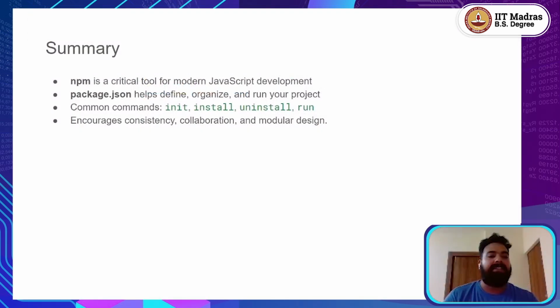As we wrap up, let's take a moment to summarize what we have learned. NPM is a critical tool in modern JavaScript development. It helps you manage packages and dependencies efficiently. The package.json file keeps your project organized and clearly defines what your project needs to run and develop effectively. Common commands like init, install, uninstall, and run form the foundation of working with NPM. Finally, NPM fosters consistency, collaboration, and modular design, making it an essential part of any developer's toolkit.